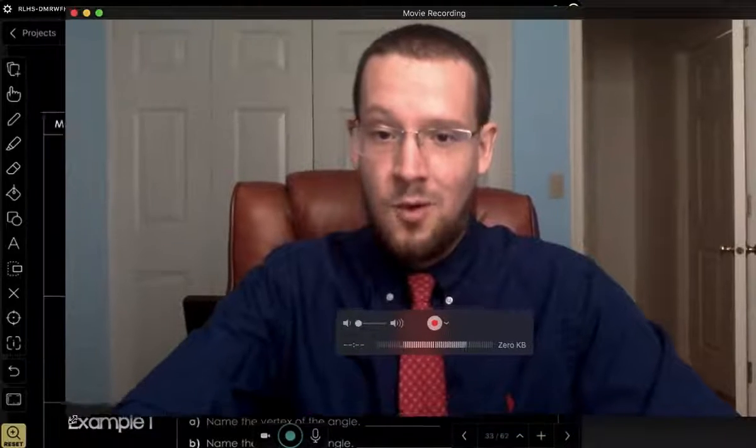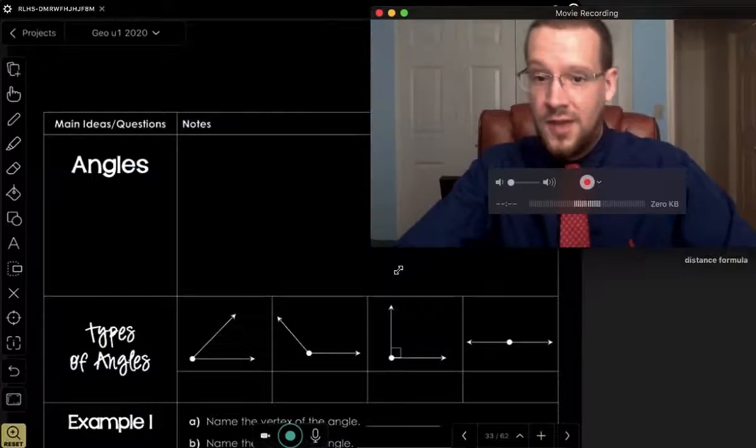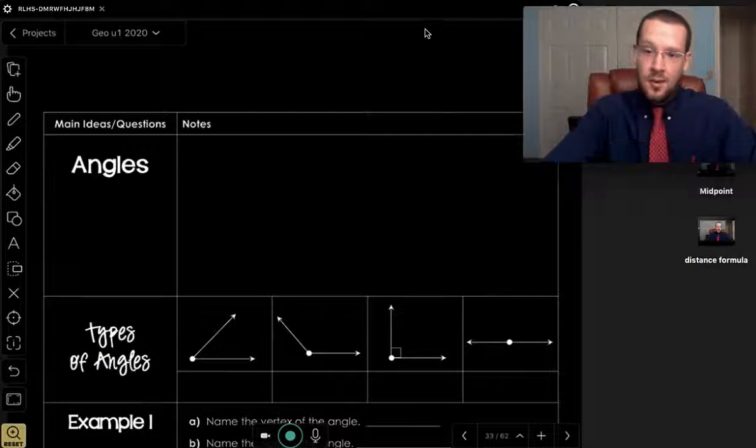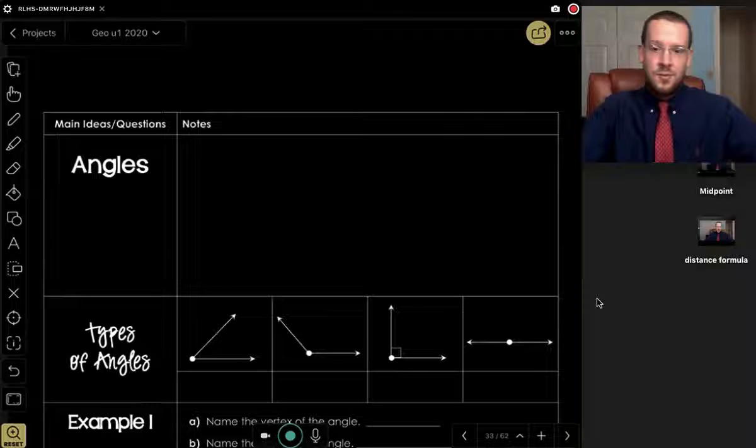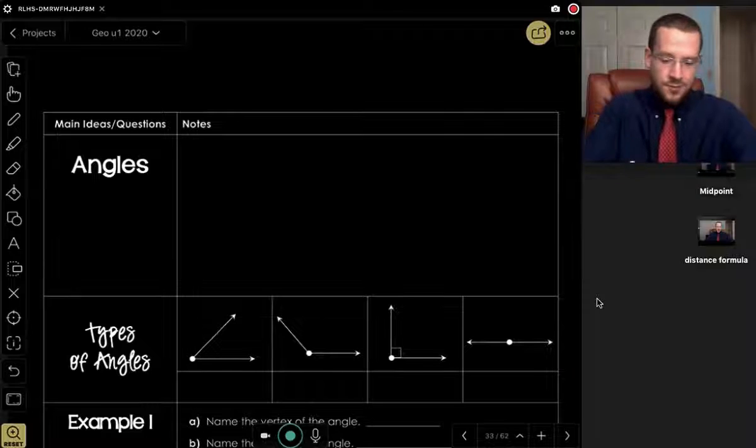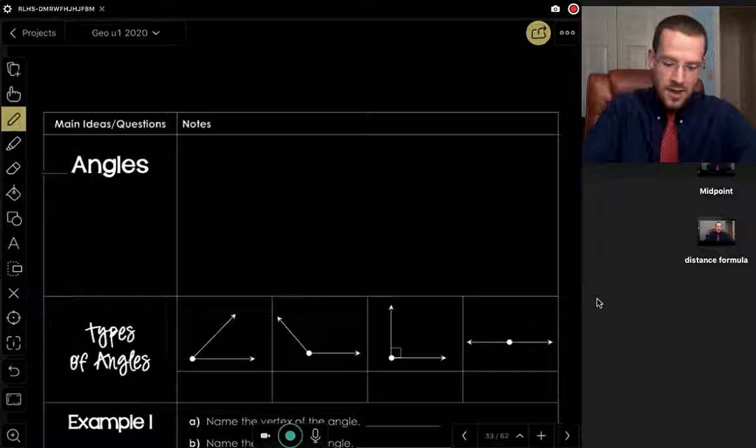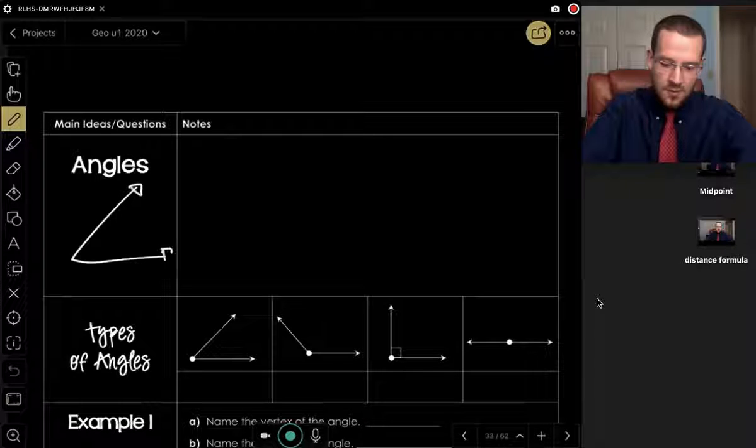But just know that this is a note-heavy lesson, and before we go into this, just settle in and get ready for a less interactive lesson and more of a learn-about-new-stuff lesson. So jumping right into this, we have angles. Angles look like this, just to give you an example.